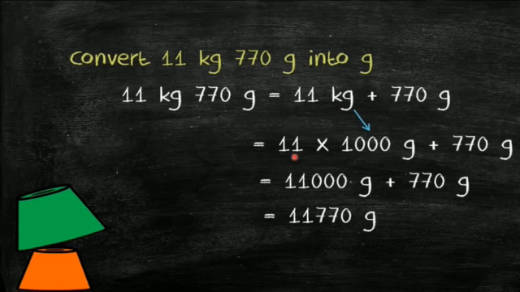So we will multiply 11 by 1000. 11 multiplied by 1000 gram, plus we will copy this 770 gram as it is. So we will get 11,000 gram plus 770 gram. So what answer we will get here? 11,770 gram. If we convert 11 kg 770 gram into gram, you will get 11,770 gram.